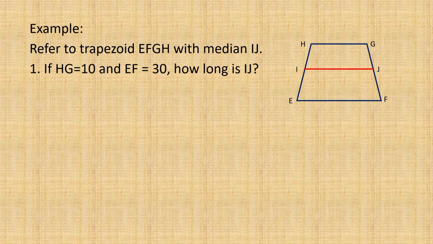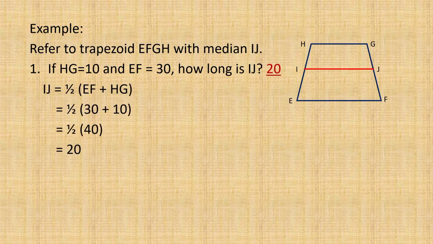Let us consider this example. We are going to refer to trapezoid EFGH with median IJ. Question number 1. If HG is equal to 10 and EF is equal to 30, how long is IJ? Remember that IJ there is the median. And to solve for the median, that is 1/2 of the sum of the two bases. So IJ is equal to 20.